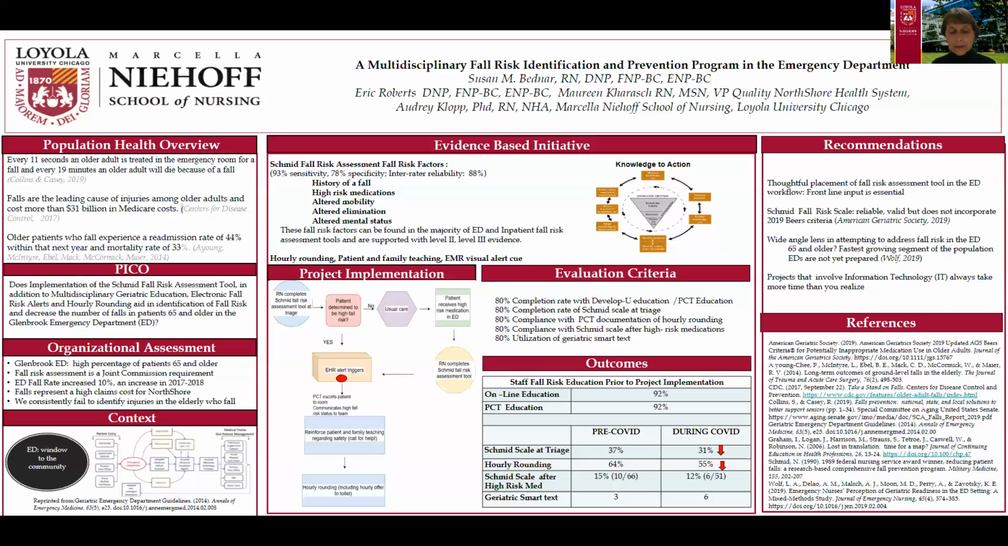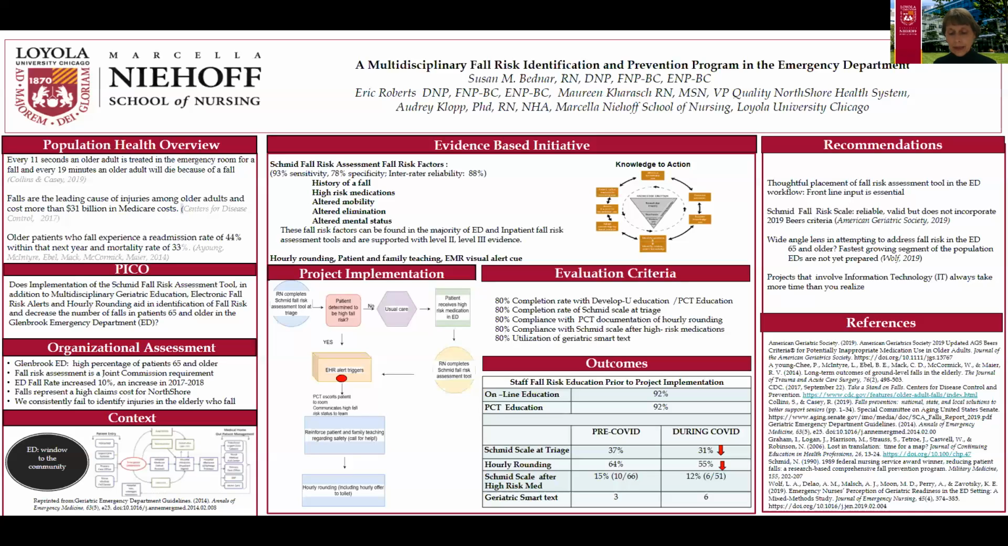In terms of the outcomes, I had 92% compliance with the fall risk education on DevelopU and the live PCT education, and I expected that that would be high. Then the pandemic hit in February of 2020, and it certainly affected the conduct of my project. With the wise guidance of my advisors for data analysis, I decided to split the data into two groups, pre-COVID and post-COVID. I had a few interesting findings. Despite a 50% reduction in ED volume between the first month and the last 2 months, Schmidt scale completion rate decreased from 37% to 31%, and I did not expect that.